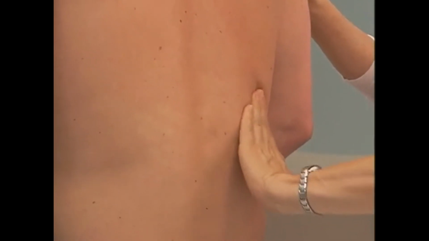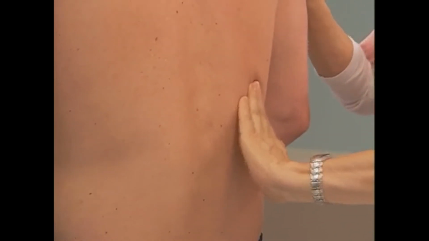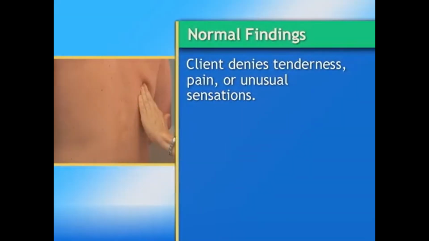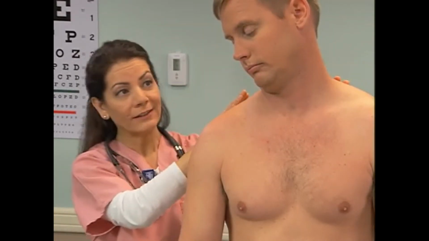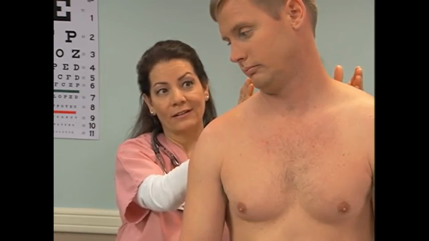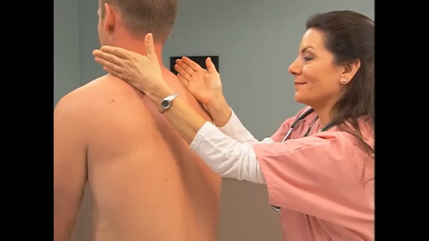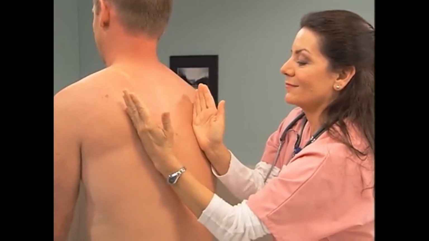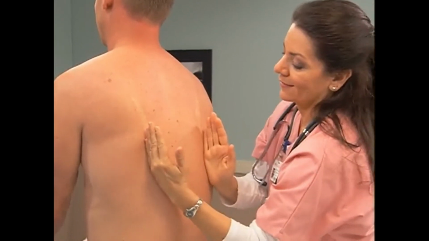Compare your findings bilaterally. Client denies tenderness, pain, or unusual sensations. Temperature equal bilaterally. Okay, I'm going to place my hands on your back in several places, and each time I want you to say 99 again. 99. Next, assess for fremitus as you did for the anterior thorax.